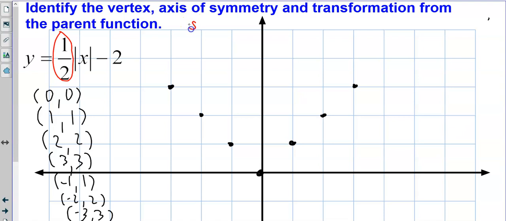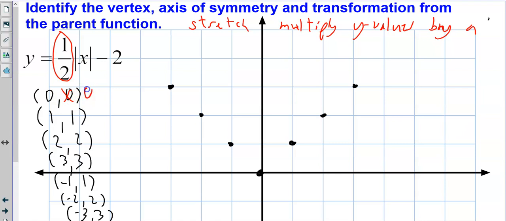For a stretch or a shrink, you multiply all the y values of the original parent function by a, whatever a is. In this case, a is 1/2. So 0 gets multiplied by 1/2. Well, 0 times 1/2 is still 0. 1 times 1/2 is 1/2. 1/2 times 2 is 1. Half of 3 is, I'm going to write it this way, 3 halves. Half of 1 is 1/2. Half of 2 is 1. Half of 3 is 3 halves, or 1.5.